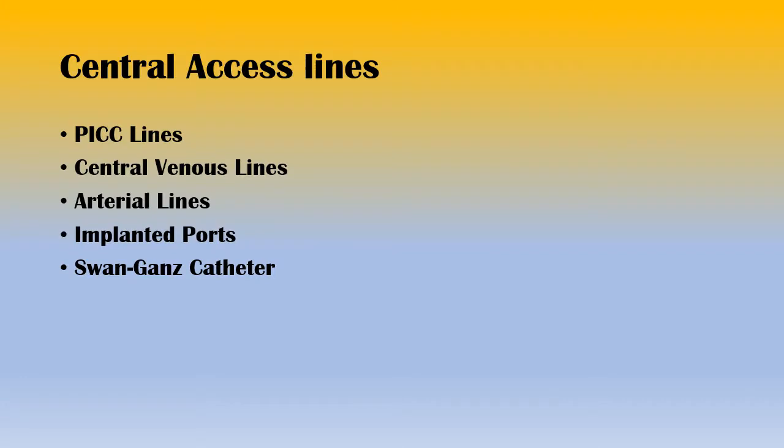Central access lines are lines that are placed in the patient's central circulation. It can range from very simple PICC lines all the way up to arterial lines and Swan catheters. Some of these things we're going to be able to take in the C3 environment. Some of them are not. It's going to be important for you guys to know how to access them and what things you can mess with and what things you can't.